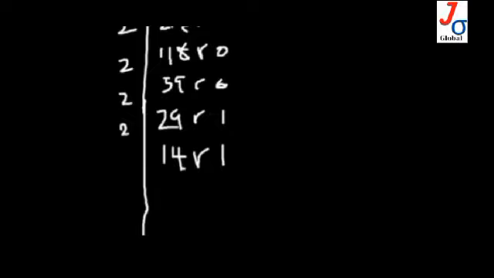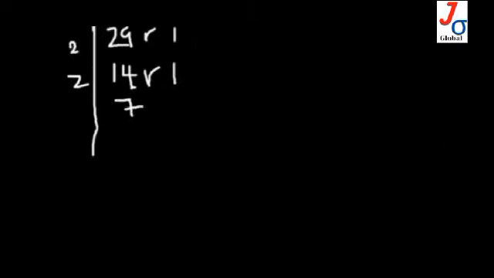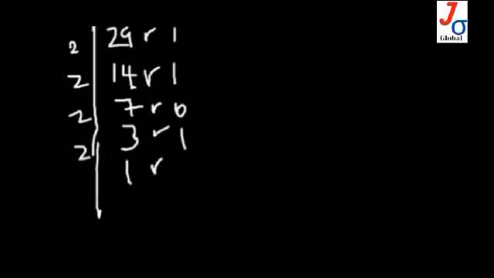14 is an even number, so 14 divided by 2 is 7. Remainder 0, because 14 is an even number, so your remainder must be 0. Then 7 is an odd number. 7 divided by 2, you have 3, because 3 times 2 is 6, and that's remainder 1. And so you divide again by 2. 3 divided by 2, you have 1, remainder 1. And you have 1 as your remainder 1.